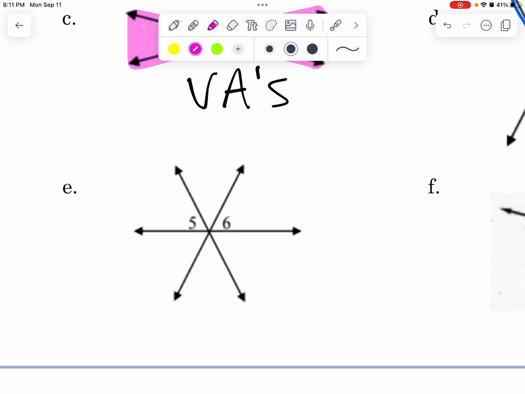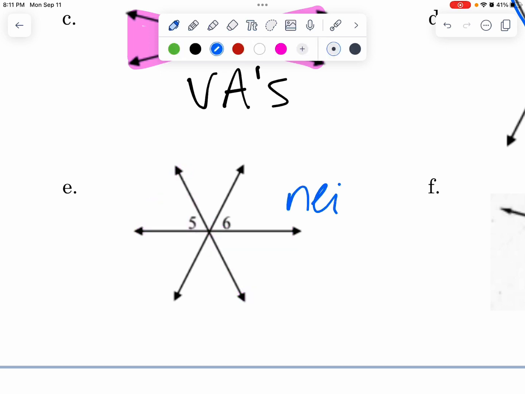5 and 6. I'm thinking another bow tie. Oh, 5's not in the right spot. That's not a bow tie. Okay, let me try the other way. Here's 5. If I color in 5, 6 is not in the right spot. Those I thought were vertical angles, but they are not.